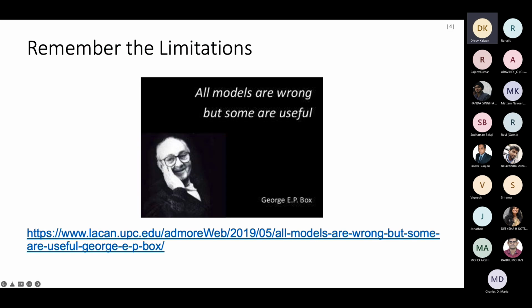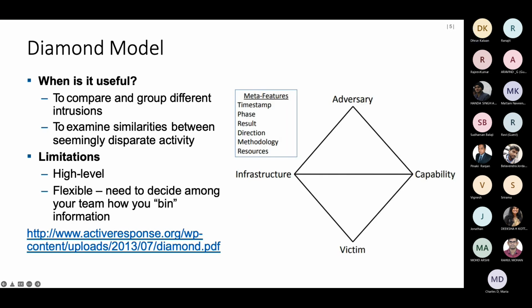Starting with the first one, I just spoke about this as well, but just remember that all models are somewhat wrong, but are also useful. So just remember that there are limitations to each and every model that we discuss, and we will talk about the limitations as well. Starting with the diamond model, right?